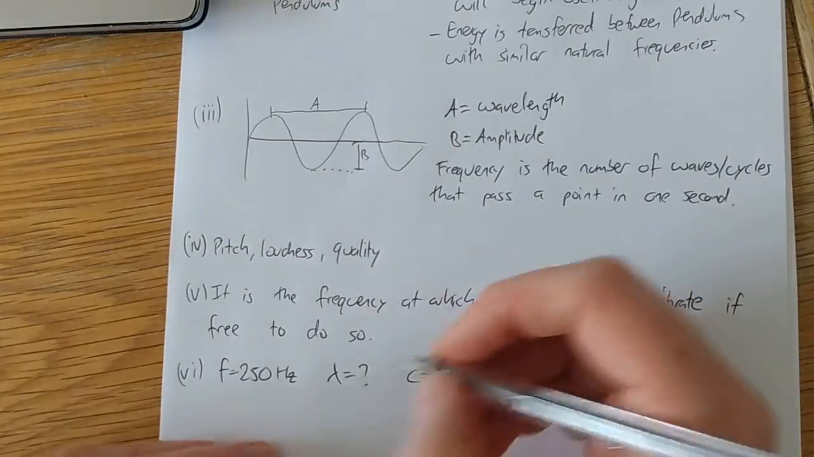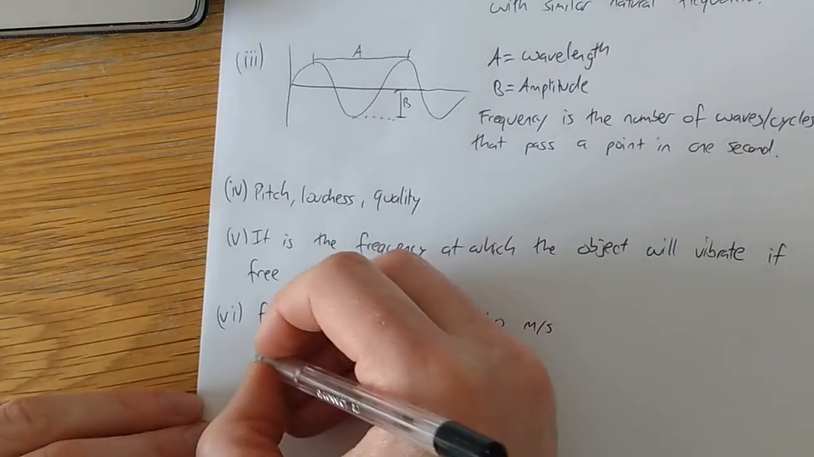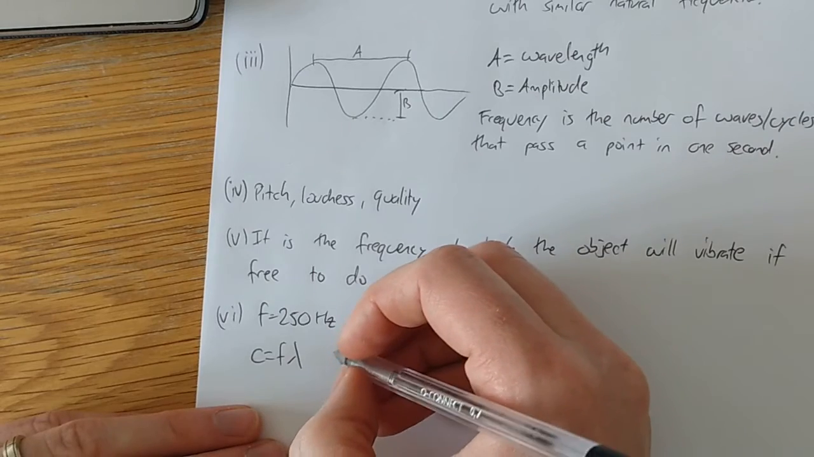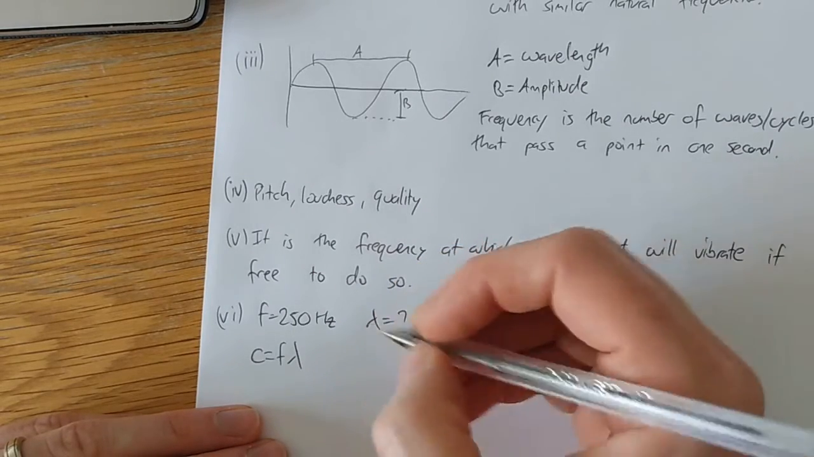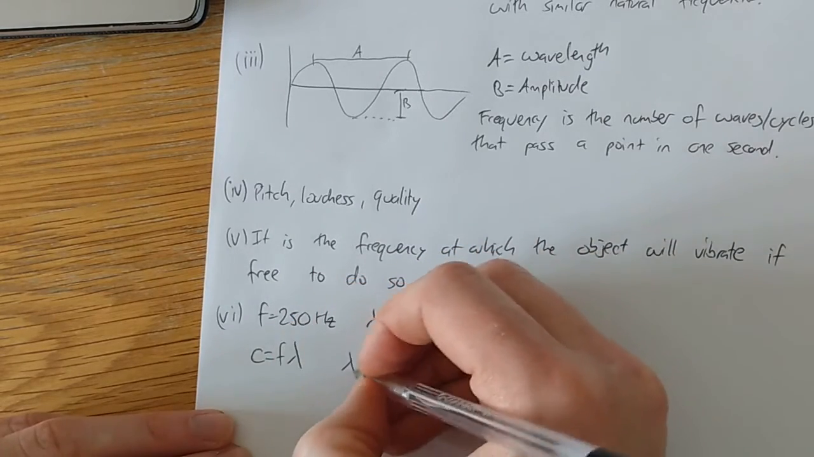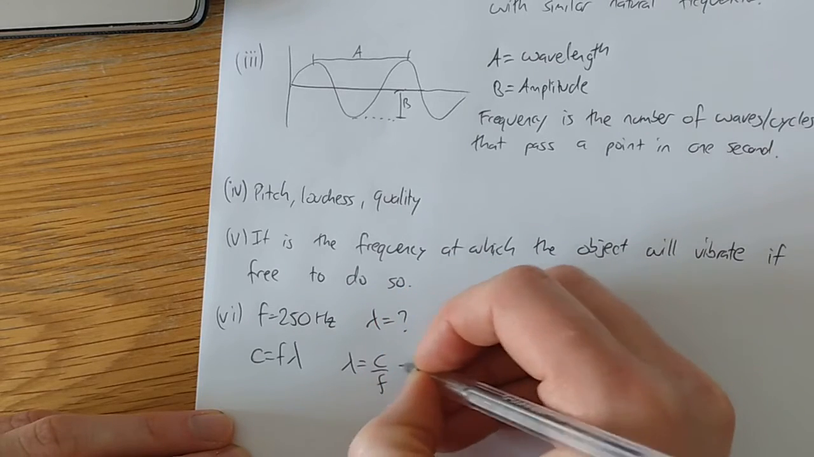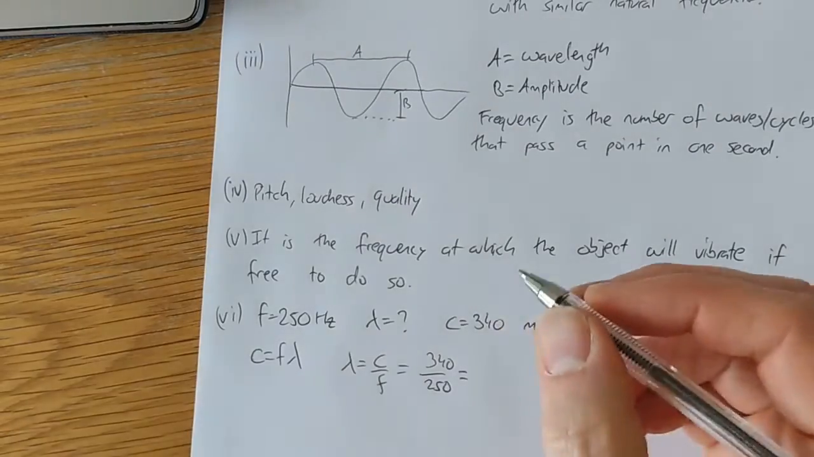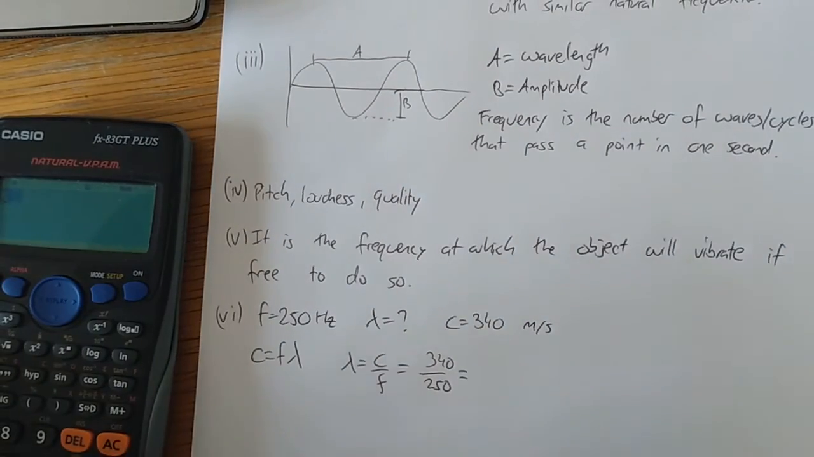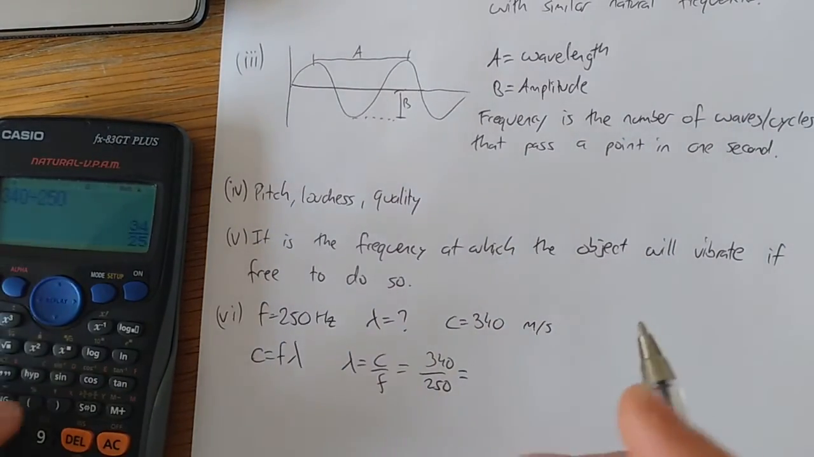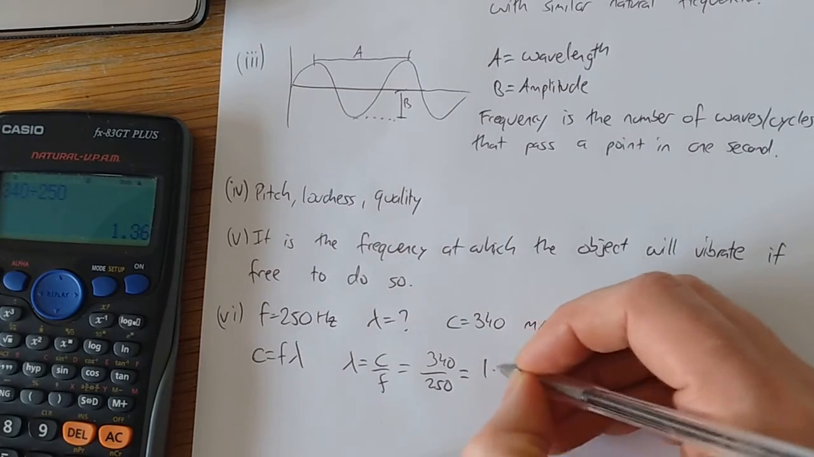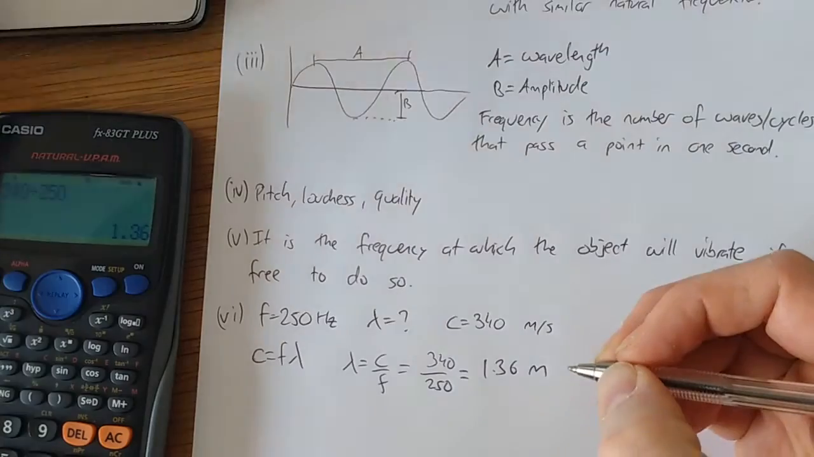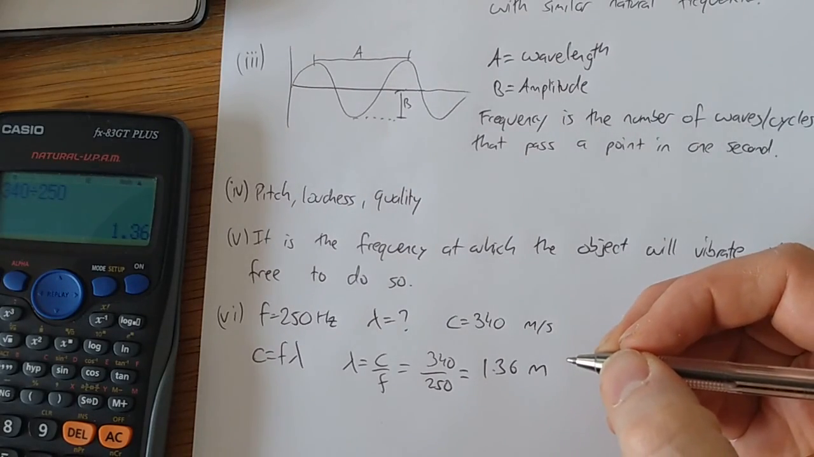Okay, so we have a formula for this. It is that c is equal to f lambda, or lambda f if you want. So we're looking for lambda, so rearranging that, I get lambda is equal to c over f. So I get 340 divided by 250. And I get 1.36. What am I looking for? Wavelength, meters. Okay.